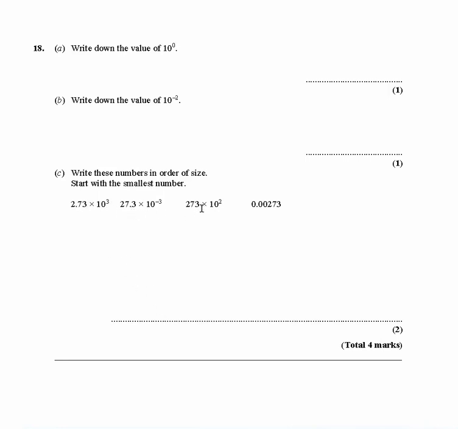Write them out as normal numbers so that even if you make a mistake, you might pick up some marks. Once you've got them as normal numbers, it should be easy to put them in order, but make sure you start with the smallest number.